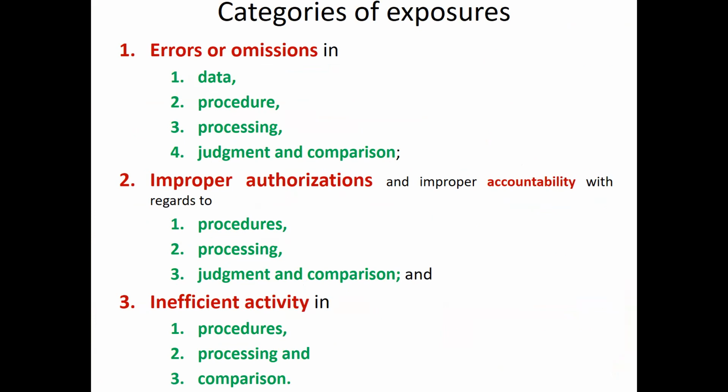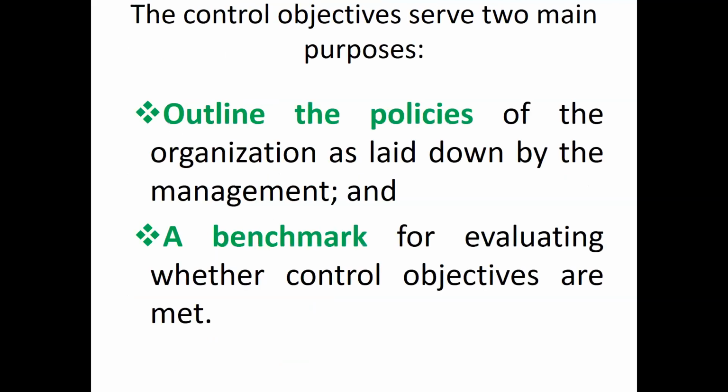And inefficient activity in procedure, processing, and comparison. So you have a check mechanism, but it is not checking appropriately. That is inefficient activity. So because of this, exposure will occur. One, errors or omissions. Two, improper authorization. Three, inefficient activity.